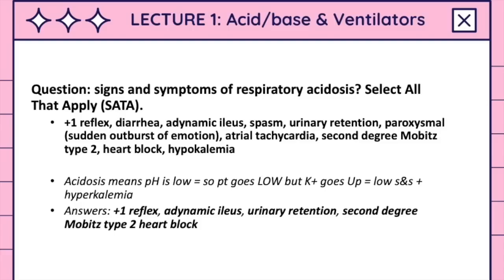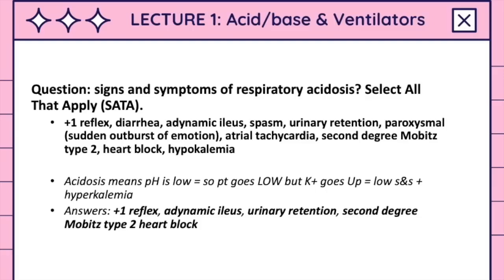Mobitz type 2 heart block. Yes or no? Yes. Why? Block means the impulse is being what? Slowed, blocked. It's down. It's being hindered. So that's a select. Hypokalemia? No, I want a high K, not a low K. So the answer is the adynamic ileus, the urinary retention, and the second degree Mobitz type 2 heart block. How many got that right?